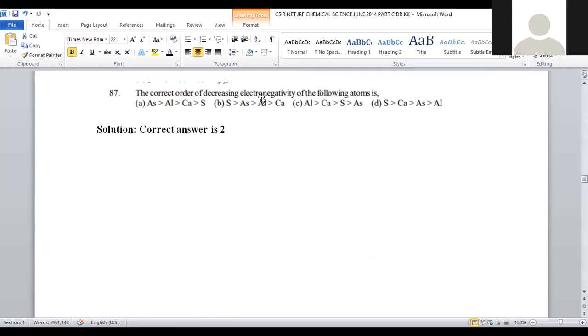87. The correct order of decreasing electronegativity of the following atoms. Electronegativity is nothing but the tendency to hold the electrons, to pull electrons towards the atom. Tendency to attract the electrons is called electronegativity. Electronegativity is linked with the metallic nature. If the metallic nature is greater, electronegativity will be lower. They will be assigned with electropositive nature. The greater the electronegativity, the greater will be the non-metallic nature. The highest electronegative element in the periodic table will be fluorine with an electronegativity value of 4.